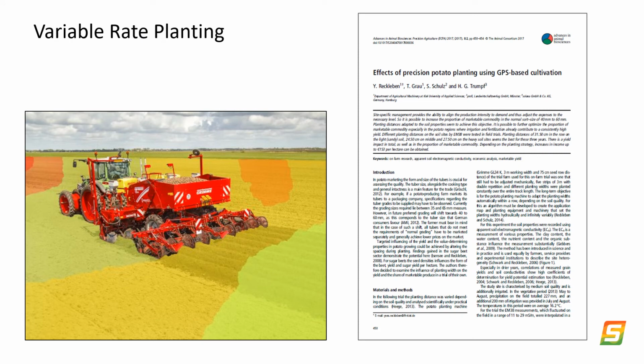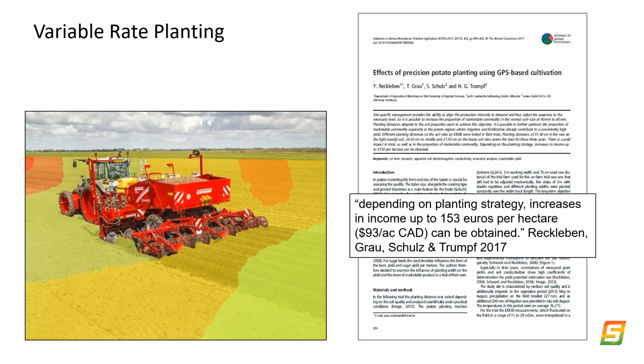Outside of variable rate fertilizer application, we can look at things like variable rate planting. A lot of the newer style potato planters have the ability to take in a file that will automatically adjust seed spacing rates according to pieces of information about the soil or about the field. So in this case, in Germany in 2017, they looked at adjusting plant spacing according to soil texture from electrical conductivity data, and they were quite successful and found that they could generate up to about $93 an acre more Canadian with variable rate seed spacing strategies.